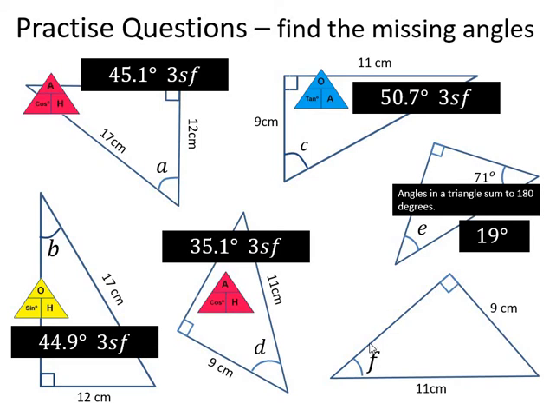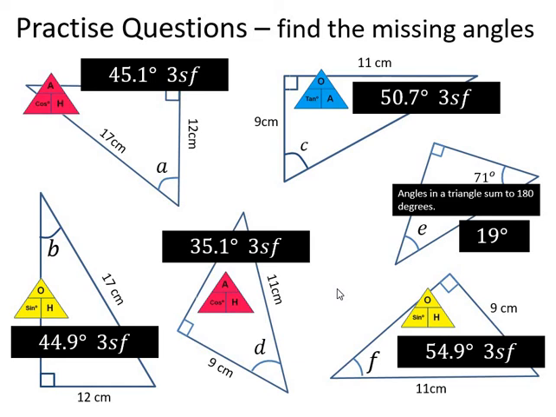And our last question, I'm looking to find angle F. I've been given my hypotenuse and my opposite, and that means I'm using the sine ratio, and then these give me a value of F equals 54.9 degrees to 3 significant figures.